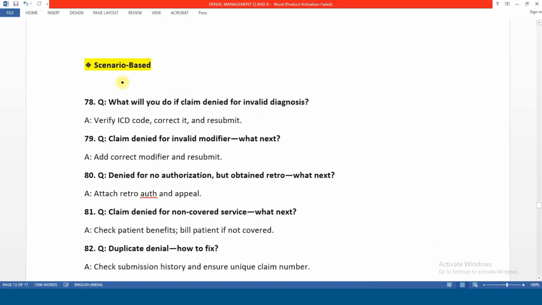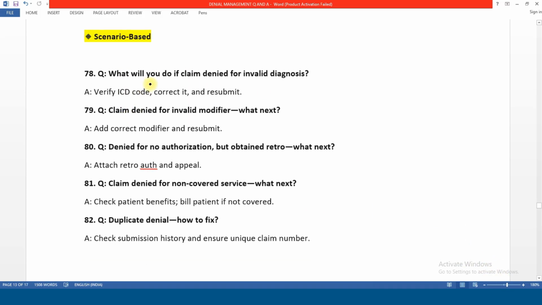Next we will see few Q&A related to scenario based. What will you do if a claim is denied for invalid diagnosis? We need to verify the ICD code, correct it and resubmit. Simple. Okay, but it is better to check the codes before submitting. Claim denied for invalid modifier. What next? Add correct modifier and resubmit.